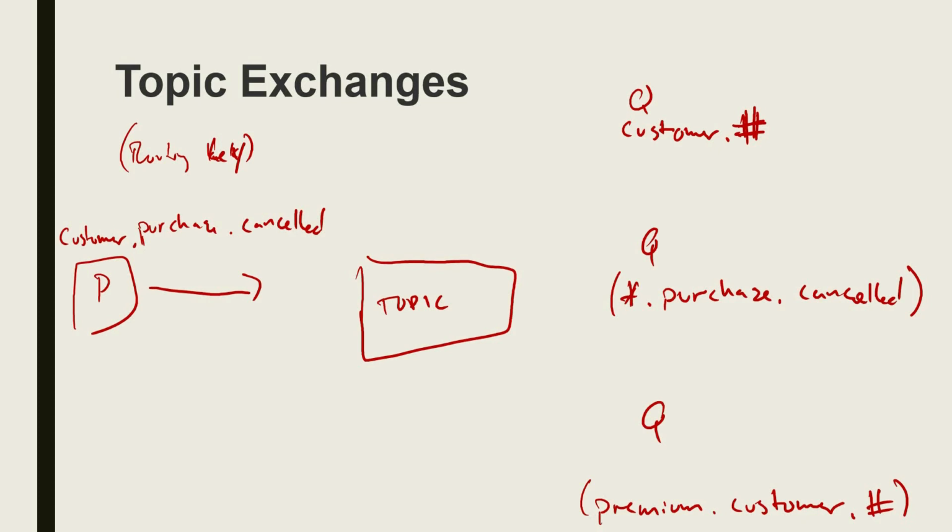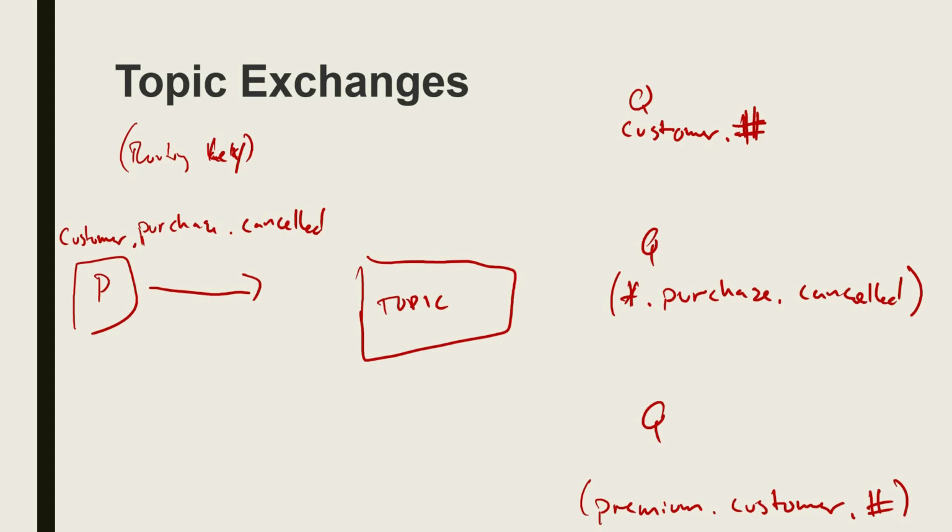This asterisk right here is a regex, I guess you could say. I'm just saying this in simple terms. It's a regex expression for exactly one word. So there could only be one word right here, and then dot purchase dot canceled. Right before purchase.canceled, there can only be one word. Now again, this hash, I'm just testing you guys, it could be premium.customer.whatever. It could have as many words as it wants, or it doesn't have to have a word.